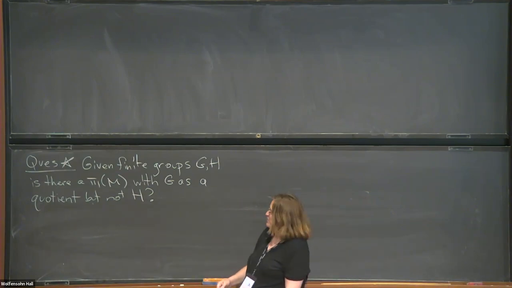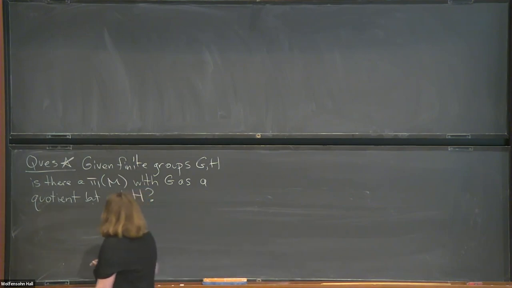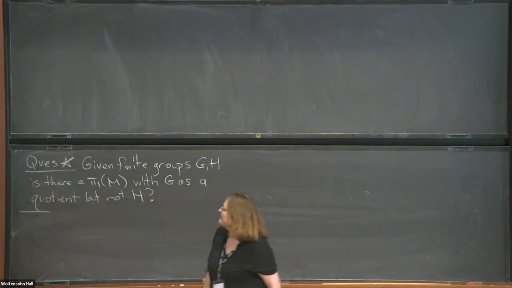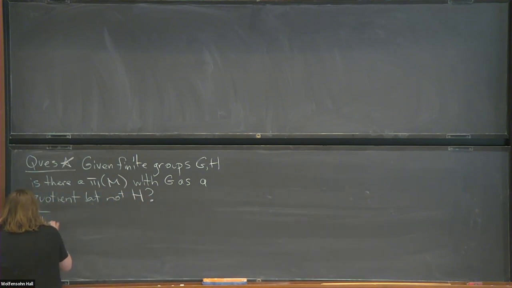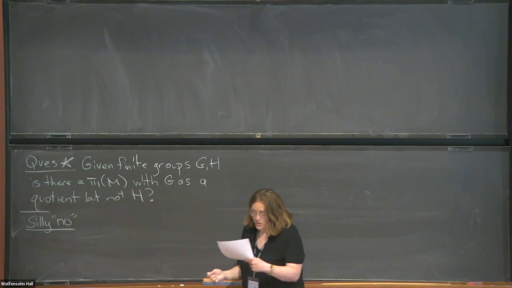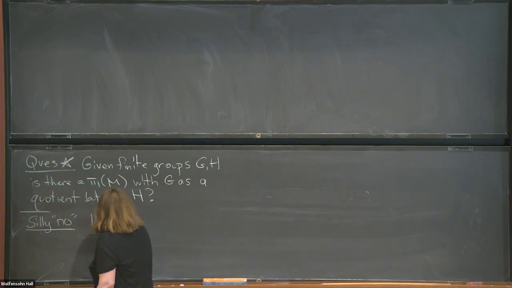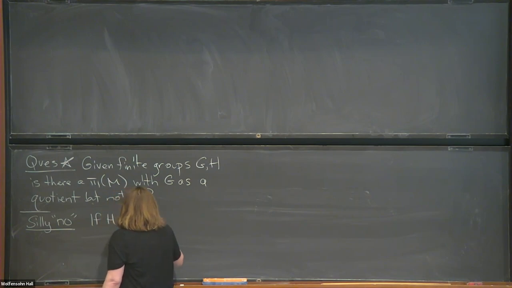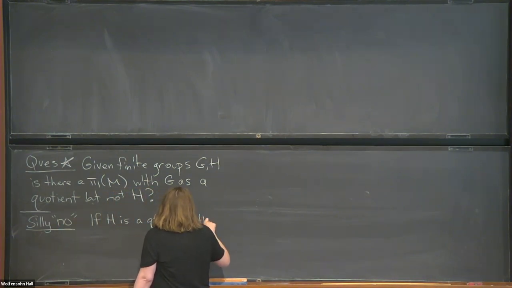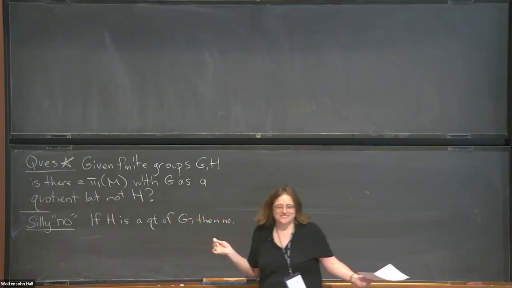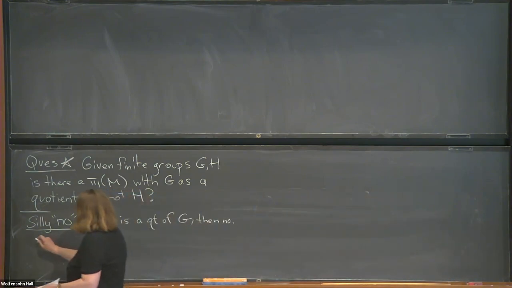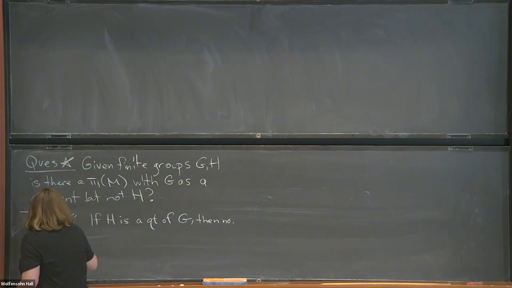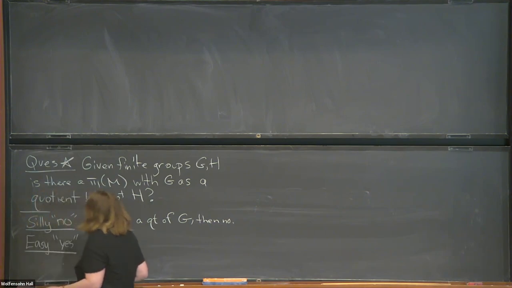So since we have a bunch of examples, we can give some answers to this question. Okay, let me start with the silliest. Answer, there's a silly no, which is that if H itself is a quotient of G, then no. All right, because then if you have G as a quotient, you have H as a quotient. All right, okay, here's a sort of an easy case of a yes answer.